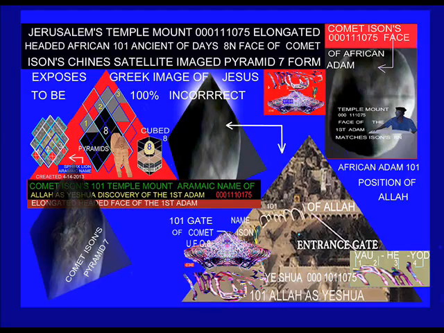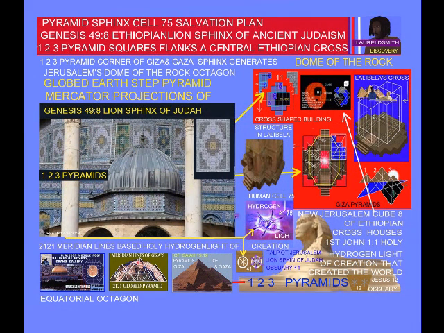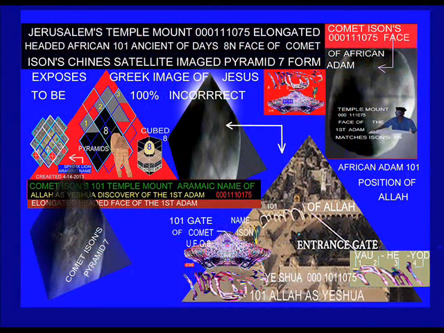Now, the end game deals with deciphering stone rectangular window frames flanking the entrance door on the outer surface of the Dome of the Rock octagonal building structure. It was left there by the Ethiopian Lion Sphinx of the tribe of Judah that's referred to in the King James Bible in the book of Genesis chapter 49, verse 8, as the lion of the tribe of Judah who cast down as a lion and as an old lion.